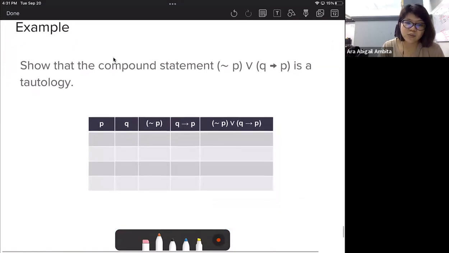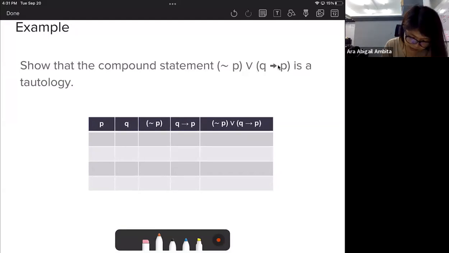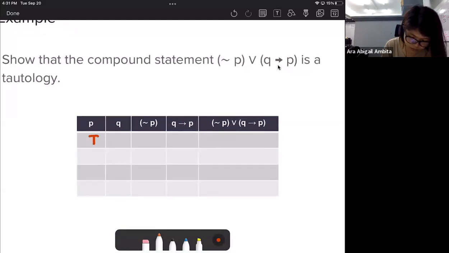So let's show that this compound statement, not P or Q implies P, is a tautology. The first thing that we'll do is to look at the distinct variables in this statement. We only have P and Q. So P and Q could have values true and true, true and false, false and true, and false and false.